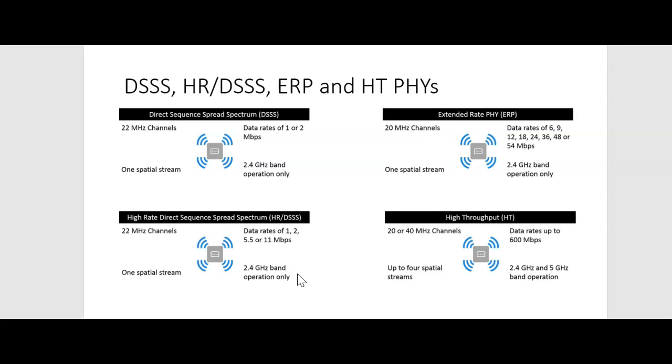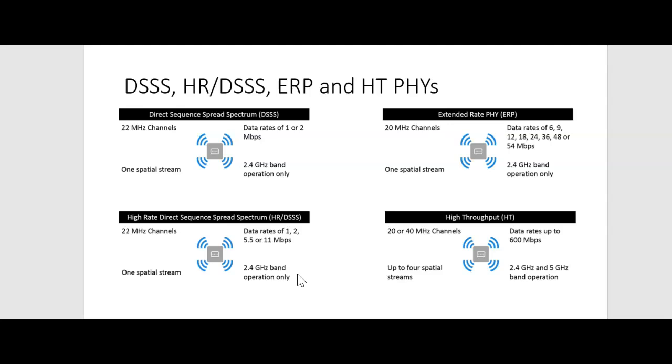Now, this is where a lot of the homework is making sure you understand the different frequencies that are available. Now, the oldest physical standard that's out there is 802.11. The original 802.11 introduced direct sequence spread spectrum, DSSS.